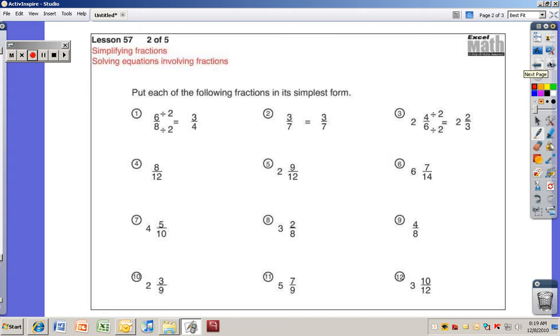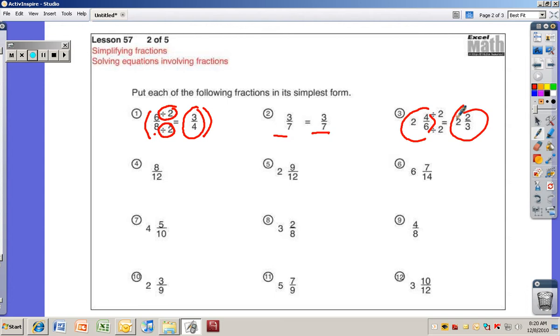So put each of the following fractions in its simplest form. Here's the first one. It's already done for you. 6/8. The greatest common factor of 6 and 8 is 2, so they're dividing both numerator and denominator by 2 to get 3/4. 3/7 in simplest form is 3/7. You cannot divide 7 and 3 by any number other than 1, which doesn't change the fraction at all. Here's a mixed number, 2 and 4/6. 4 and 6 can both be divided by 2, and when you divide those by 2, you get 2 2/3.